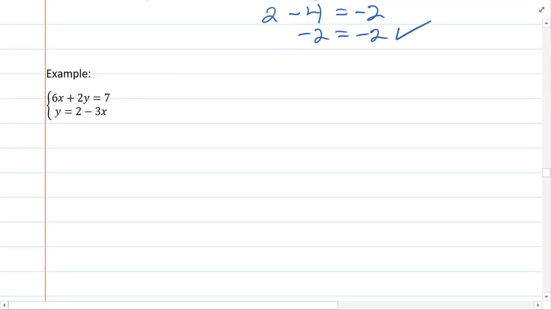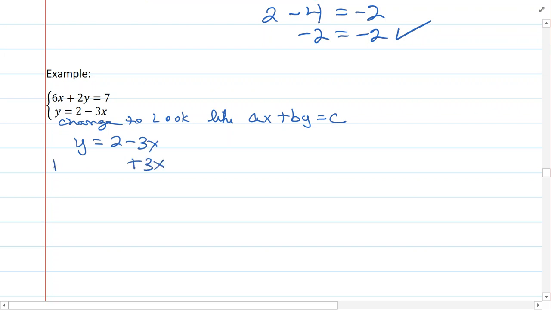So let's look at this one. First off, we have to change it to look like ax plus by equals a constant. So I have y equals 2 minus 3x. I'm going to add 3x to both sides. When I do that, I get 3x plus y equals 2. All right, and now I'm going to put the other one: 6x plus 2y equals 7.